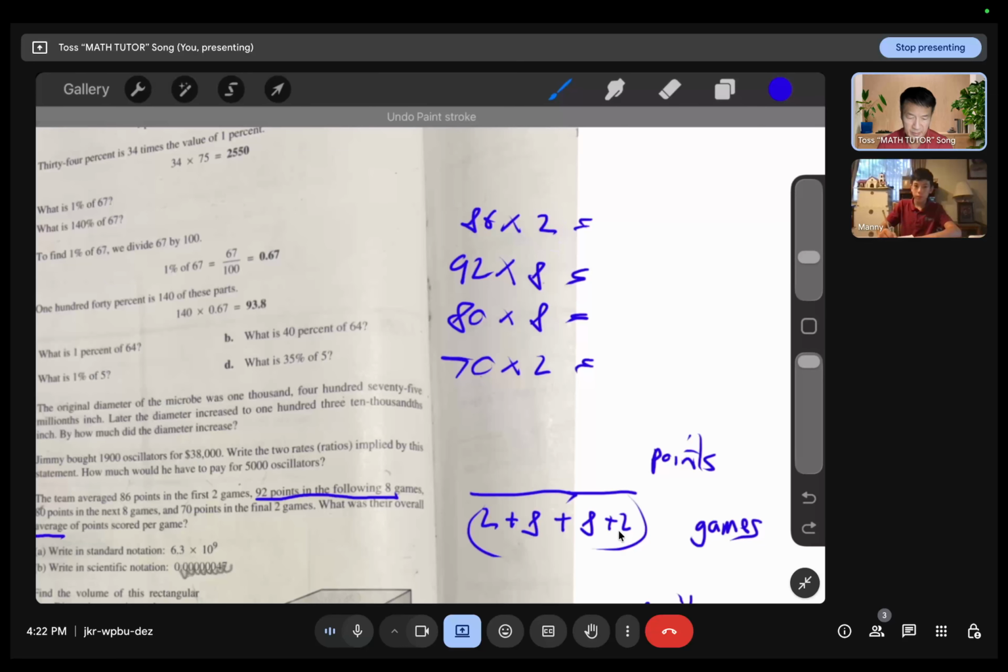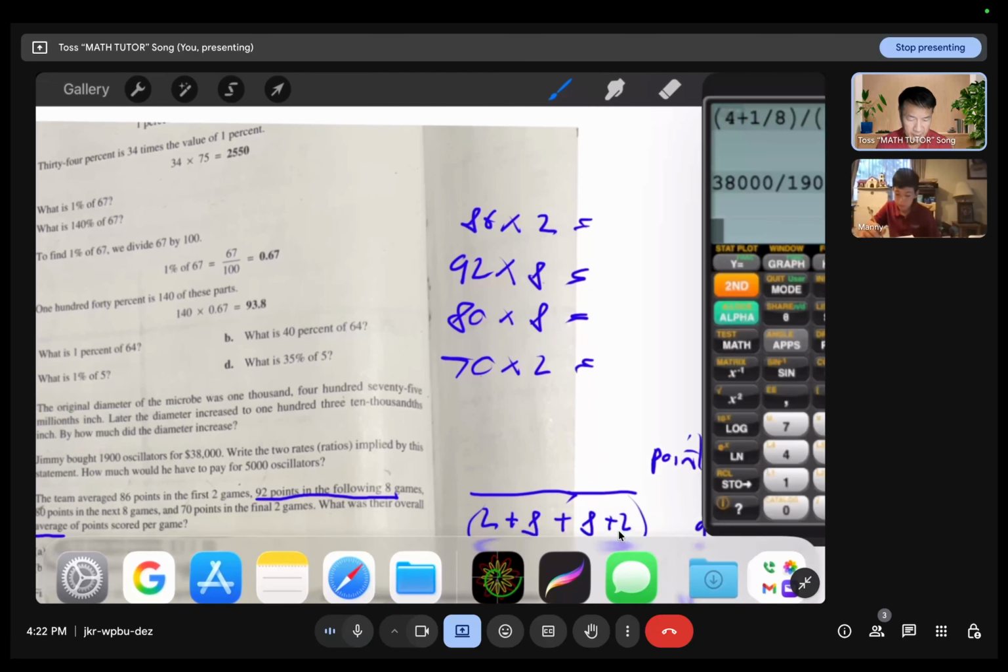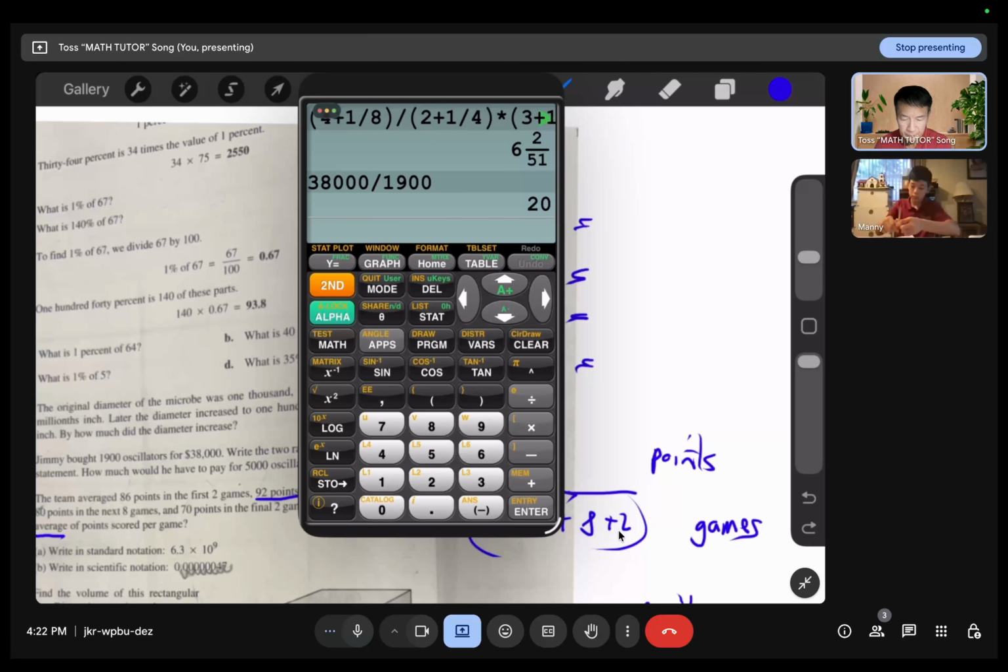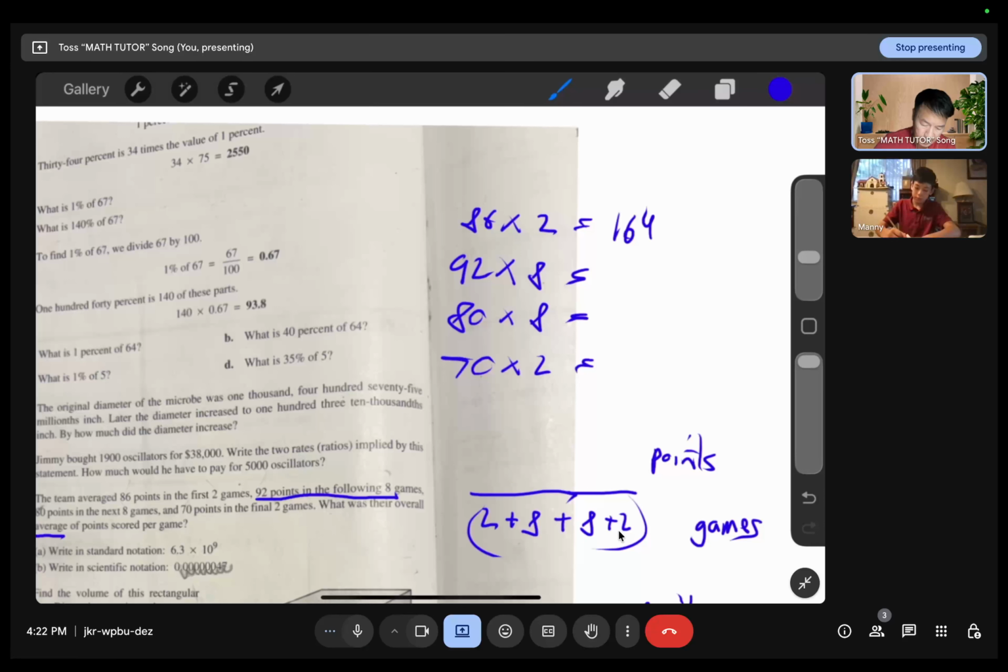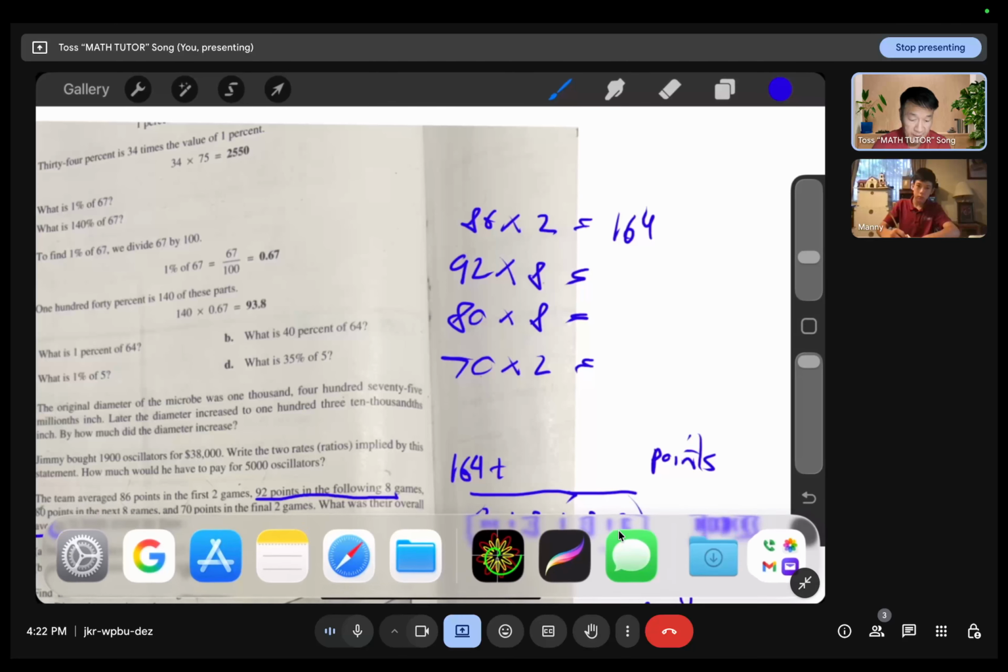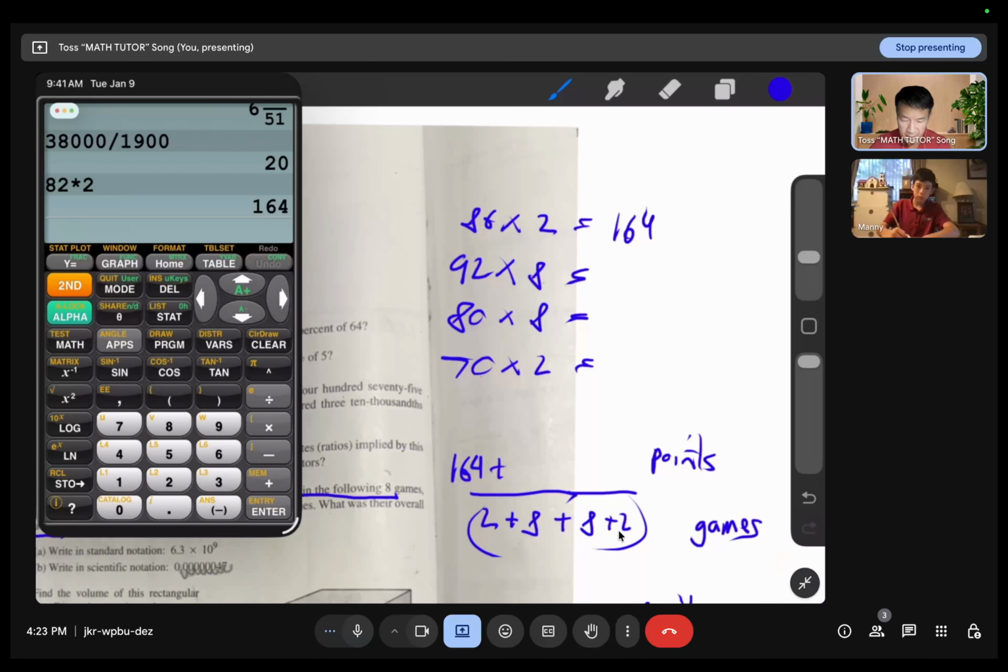Okay, so anyway, let me use the calculator here. So it'll be 82 times 2, 164, 164 here, plus. Now that contained 2 scores, okay? 164, that contained 2 scores. Does that make sense? Are you okay with that? And this next one is going to contain 8 scores. So 92 times 8.